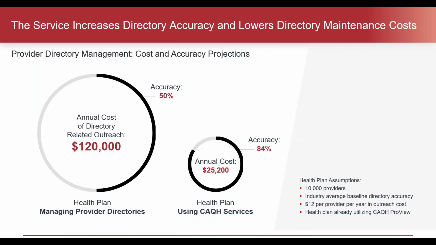And what it all boils down to is savings. So at CAQH, the name of the game here is automation, efficiency, reducing burden on both the provider and the payer communities. And as you can see here, this kind of speaks for itself. If we were to help you improve your accuracy, a plan with a roster of 10,000 providers can save a substantial amount here annually on directory maintenance.